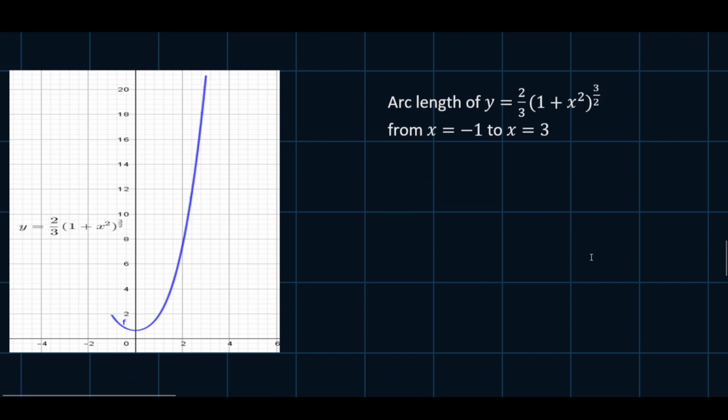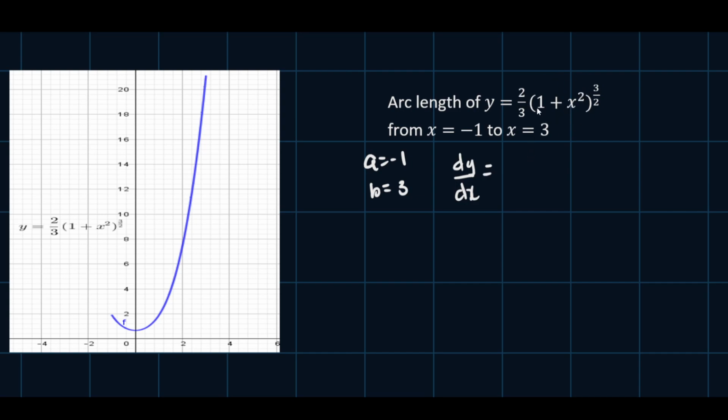Next example, we want to find the arc length of this function, y equals 2/3 times (1 plus x squared) raised to 3 halves from x equals -1 to x equals 3. So, the graph is given here. Ito yung hahanapan natin ng length. So, we have a equals -1, b equals 3, and dy over dx. Get the derivative of this one.